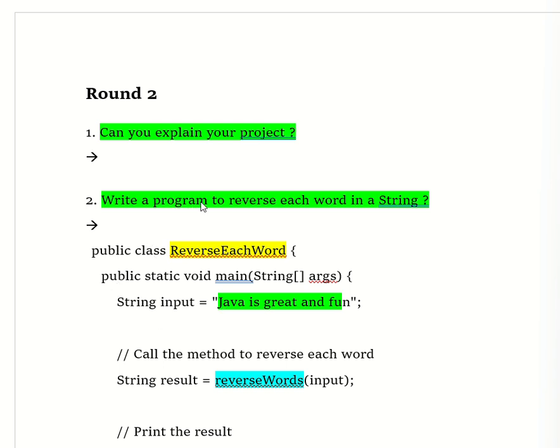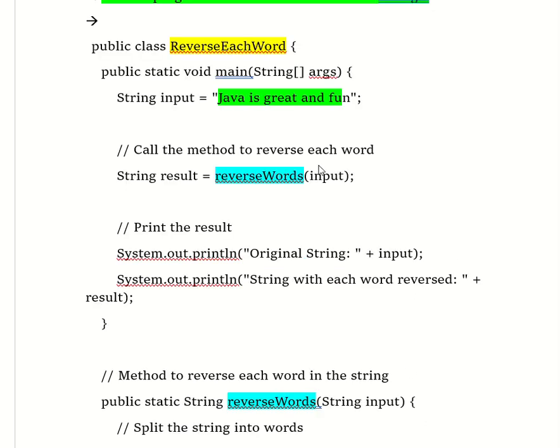For that program, we have to take one Java class. In the main class, we have to take one input string, that is "Java is a great and fun". So here we have to reverse each word. Means first we have to reverse Java, then is, then great, then and fun. First we take one input string, that is String input equal to "Java is a great and fun".